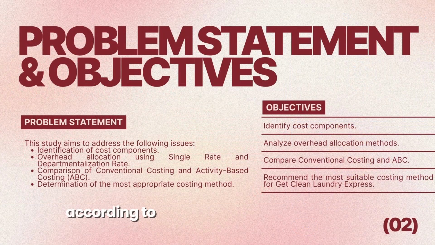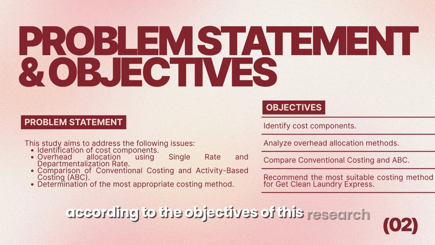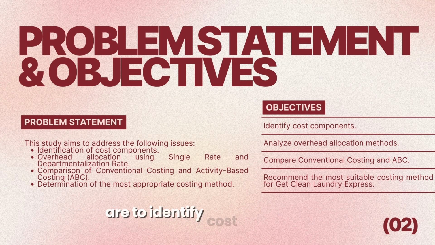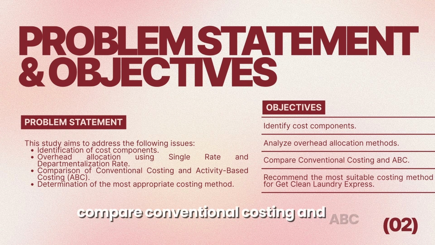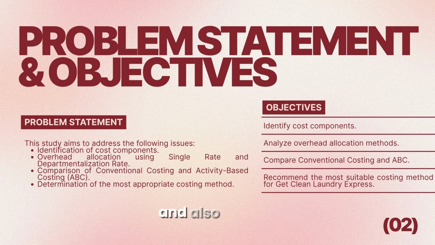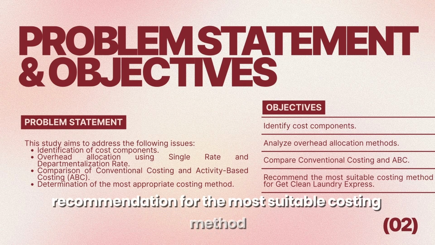Accordingly, the objectives of this research are to identify cost components, analyze overhead allocation methods, compare conventional costing and ABC, and also provide recommendations for the most suitable costing method.